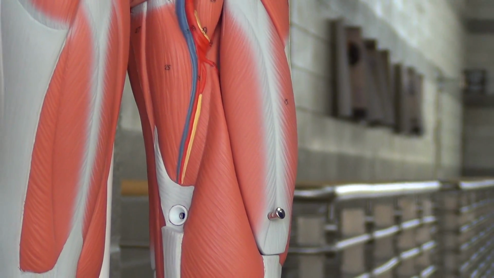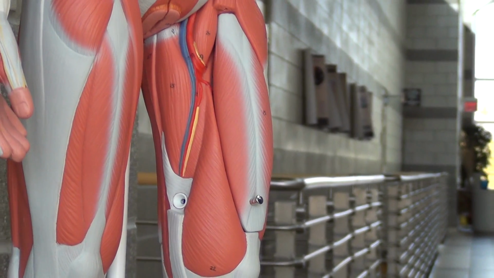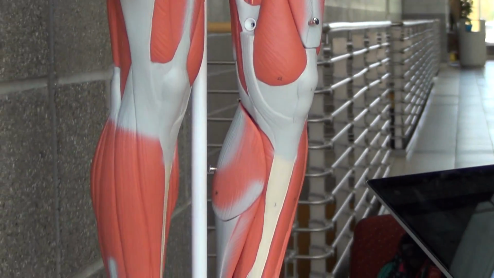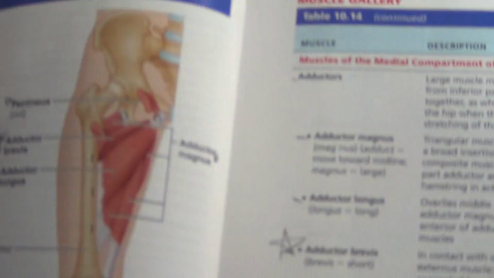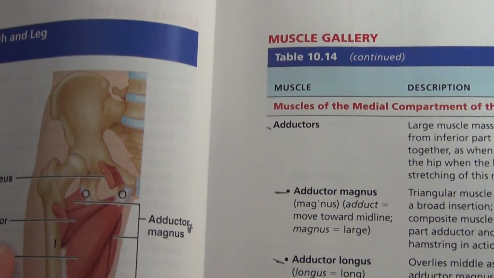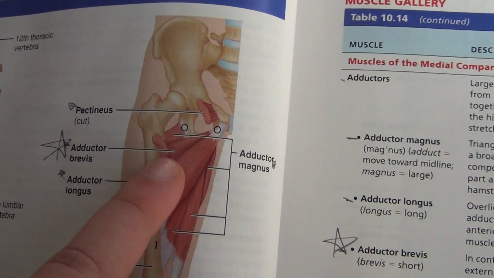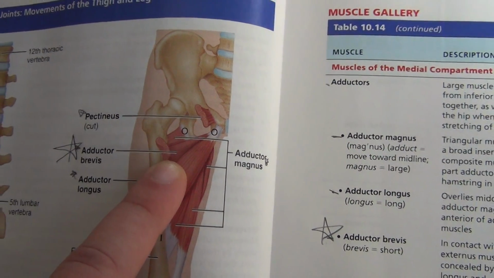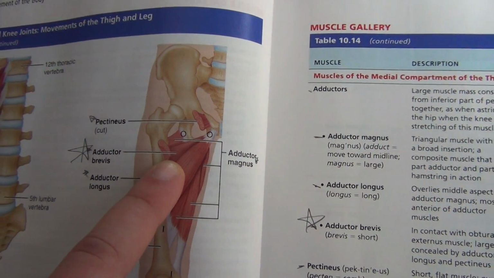Next you have your adductor brevis. Its origin is the body and inferior pubic ramus, and its insertion is the linea aspera above the adductor longus, and its action is it adducts, flexes, and medially rotates the thigh. So it'd be right here, the adductor brevis.